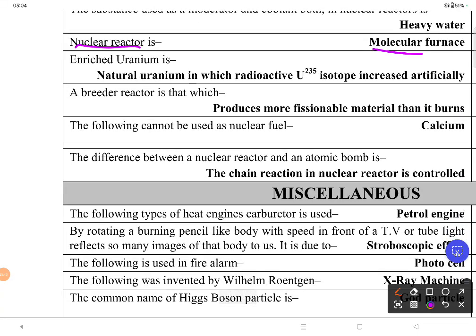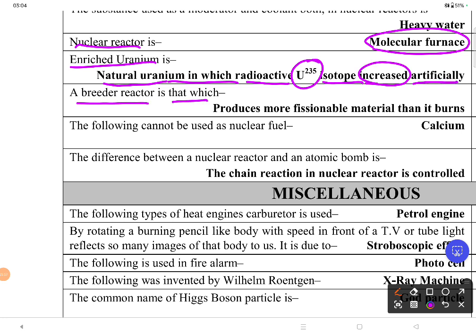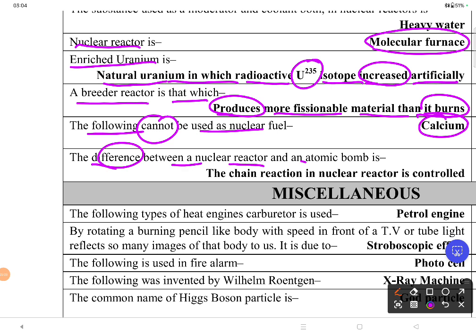Nuclear reactor is a molecular furnace. Enriched uranium is natural uranium in which the radioactive uranium-235 isotope is increased artificially. A breeder reactor is one which produces more fissionable material than it burns. The following cannot be used as nuclear fuel: calcium. The difference between a nuclear reactor and an atomic bomb is that the chain reaction in a nuclear reactor is controlled.